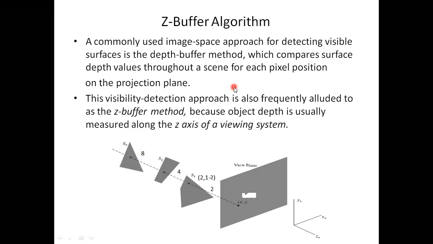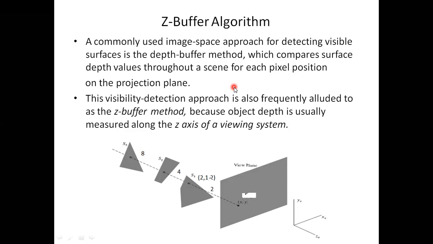So that means based on the depth of the object, we will be determining which object is in the front and which object is at the behind. How will we do that? That is what this algorithm tells me.